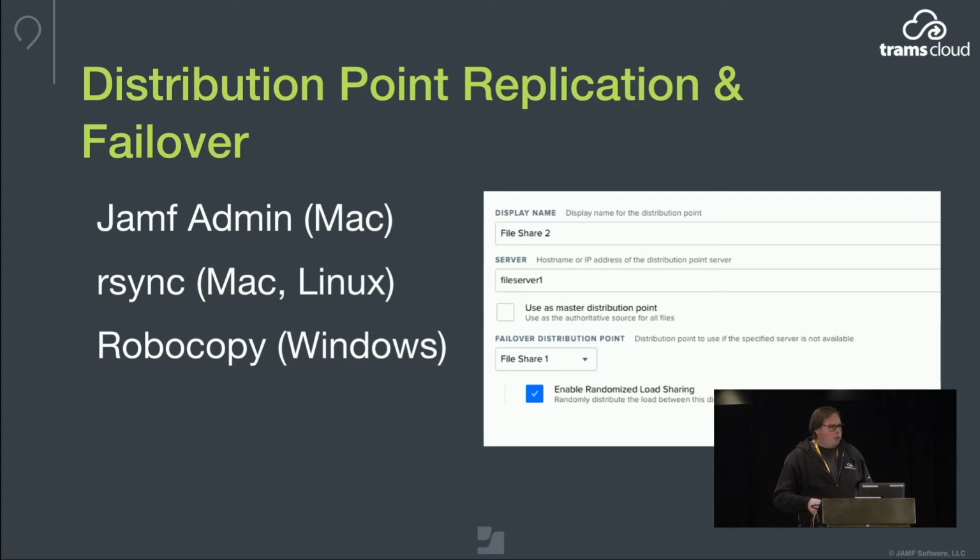When you upload something to your master distribution point, you need to sync it out to all your other distribution points using Jamf Admin maybe, or rsync, which is what Jamf Admin's doing in the background. Or if you're on Windows, you can do robocopy and things like that. Just get the data somehow into your distribution points and make sure you get it there.